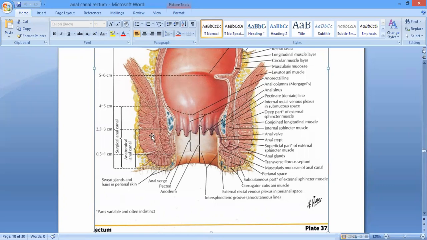Is it clear? And the external anal sphincter is going to occupy the whole length of the anal canal, right? So we will repeat it again. The anal canal has two sphincters, the internal anal sphincter and the external anal sphincter. The internal anal sphincter is formed by the thickening of the inner circular smooth muscles, right?